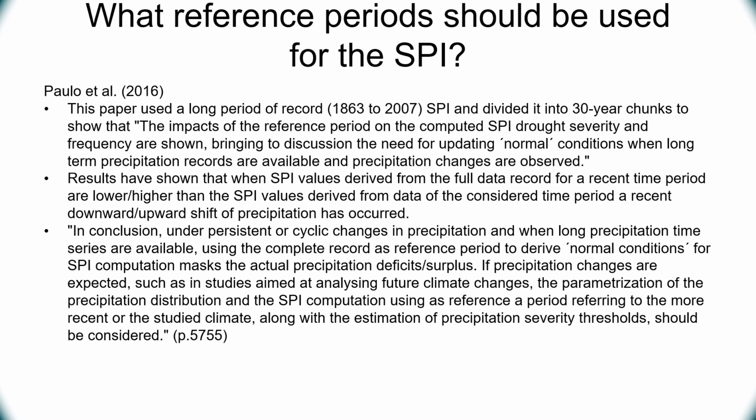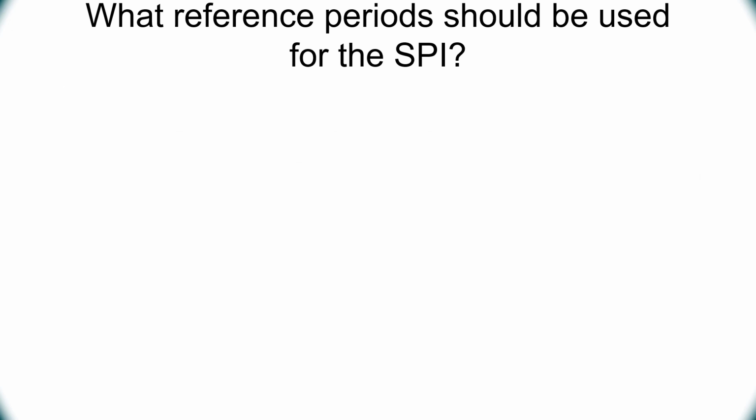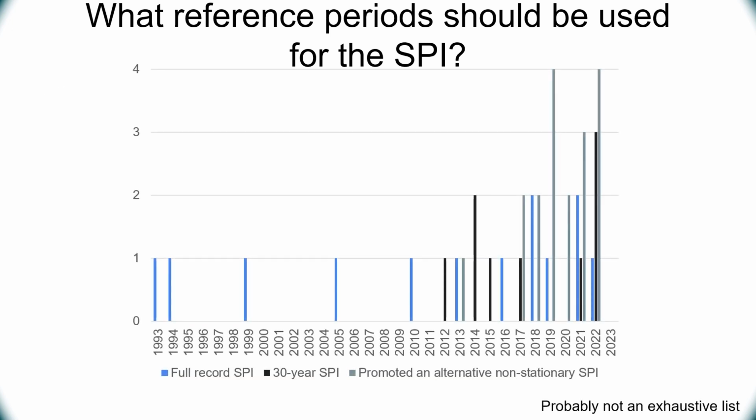Et al. 2016 divided the full record into 30-year chunks to calculate the SPI. They showed that the choice of reference period can make a big difference in the SPI values, and a longer record can actually mask actual precipitation deficits. Their recommendation was to use a shorter reference period that is regularly updated. From the small subset of papers examined in this literature review, the SPI was calculated using a full period of record 13 times, and a 30-year SPI was used 9 times. The push for shorter reference periods and alternative approaches to calculating the SPI began about a decade ago.